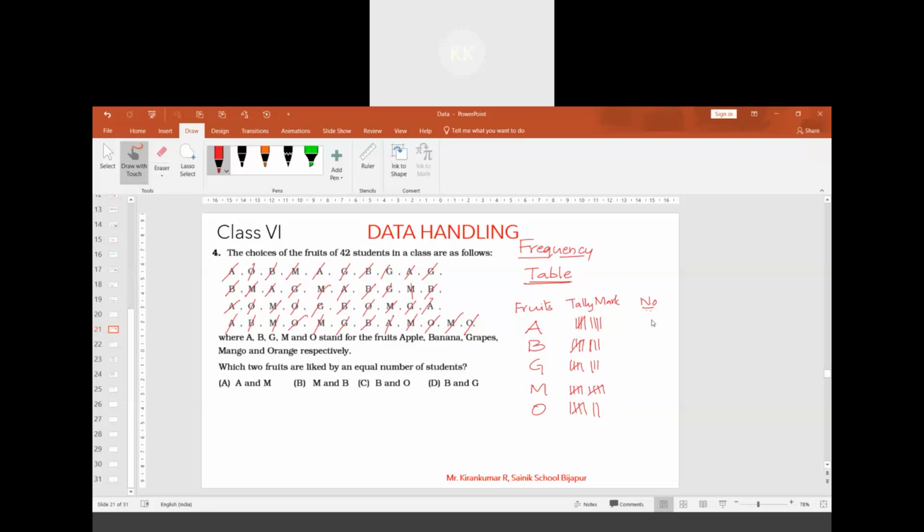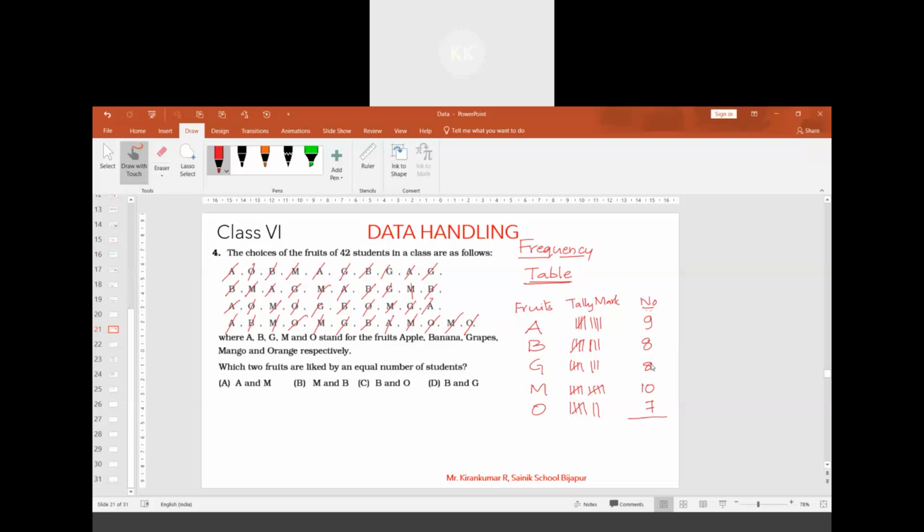Now you write the numbers here. How many are there here? There are 9. Here how many are there? 5 plus 3, 8. 5 plus 3, 8. 5 plus 5, 10. 5 plus 2, 7. Count the total here. 9 plus 8 is 17.